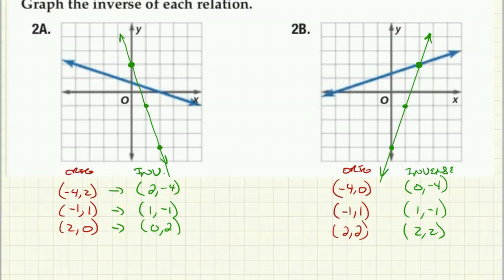And that's basically it. In terms of taking a look at the points on a graph and creating the inverse, that's really it. Find a couple of the points, 2 or 3 of the points, and flip the x's and the y's. Draw those new points on the graph, and then connect the dots. And now you have a picture of the inverse function.